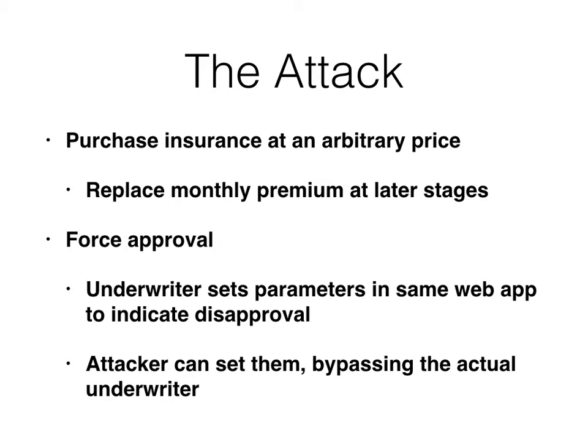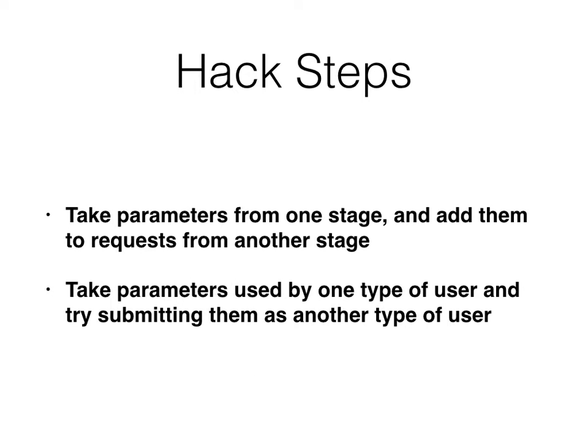So you can also purchase insurance at an arbitrary price, because you can force approval. When the underwriter sets the parameters, they then go on to a later request, and you can just replace the underwriter saying no with the underwriter said yes, and move forward. That's the kind of thing that tends to happen. So, take parameters from one stage, put them in another stage, see if they are tested for consistency. This is a fundamental issue we talked about in previous classes.